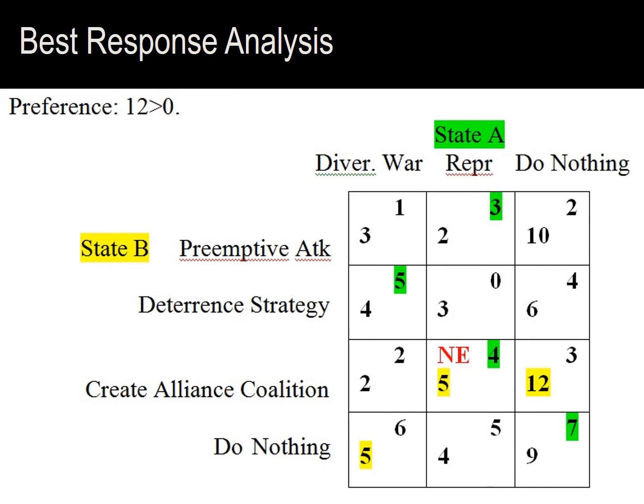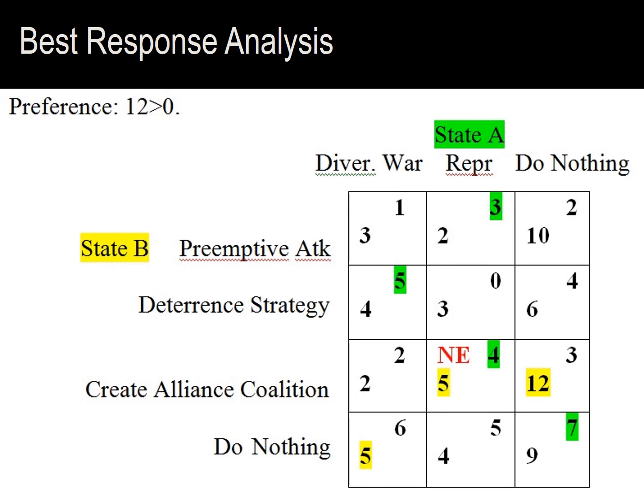So when we're applying a best response analysis, the procedure is for each of A's strategic choices to select B's highest value payoff, and then for each of B's strategic choices, select A's highest value payoff. And if there's a unique overlap of the best responses, then there is a Nash equilibrium. So we have that here.